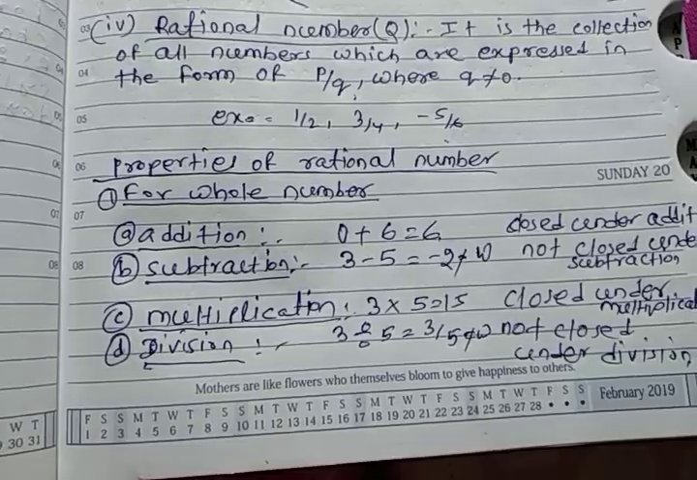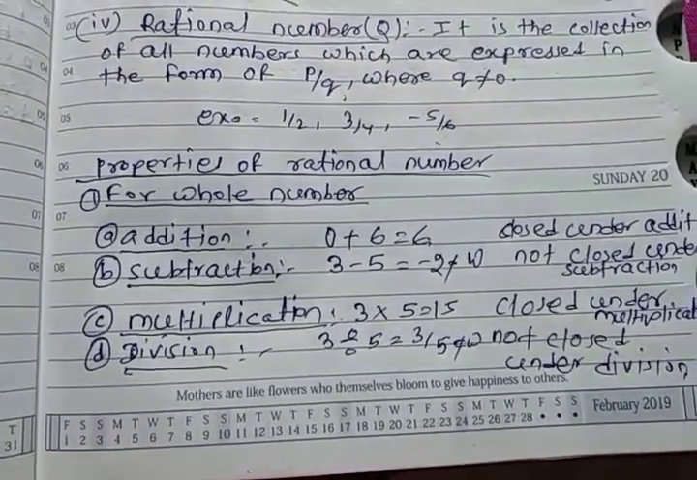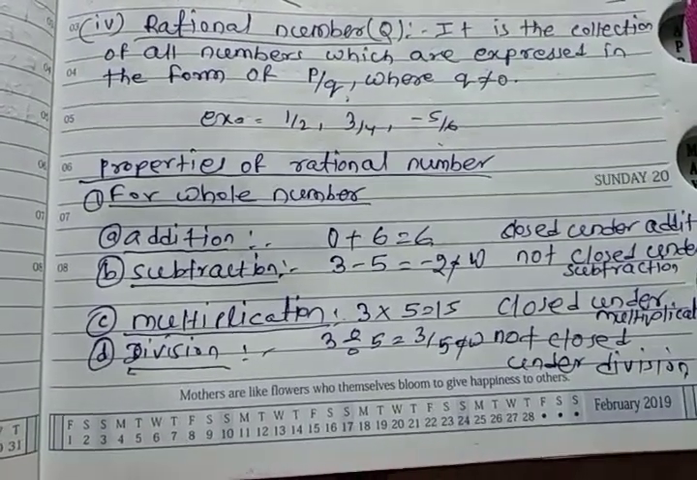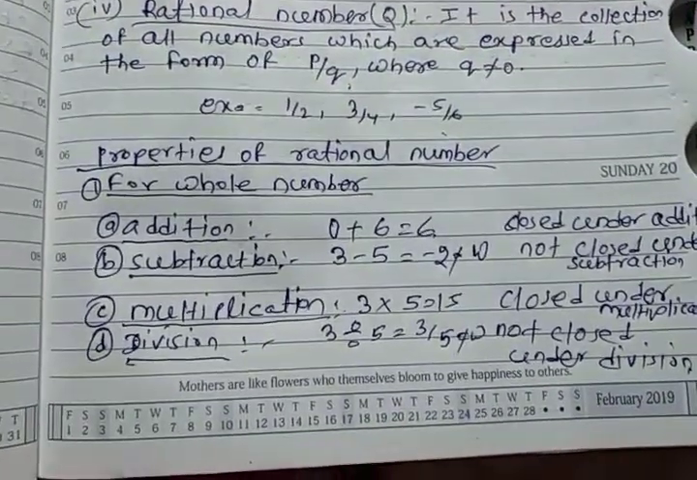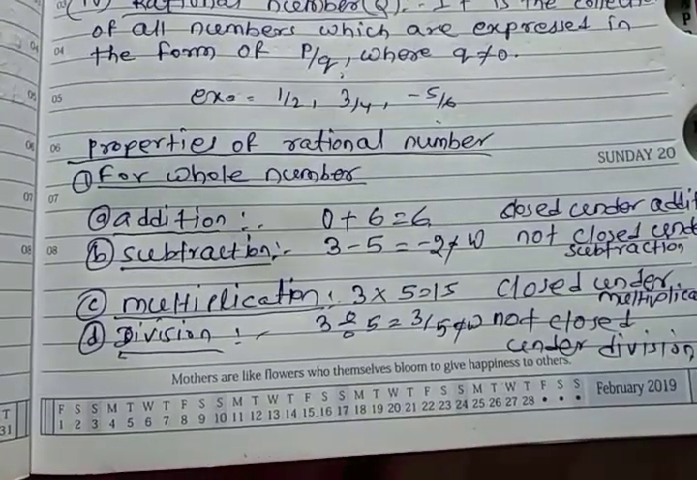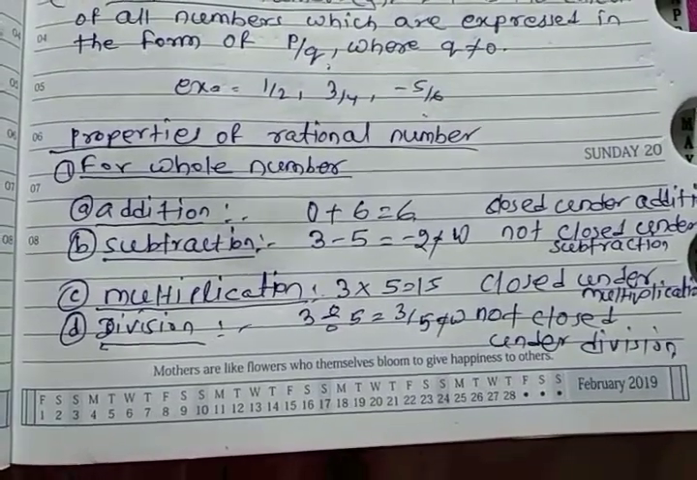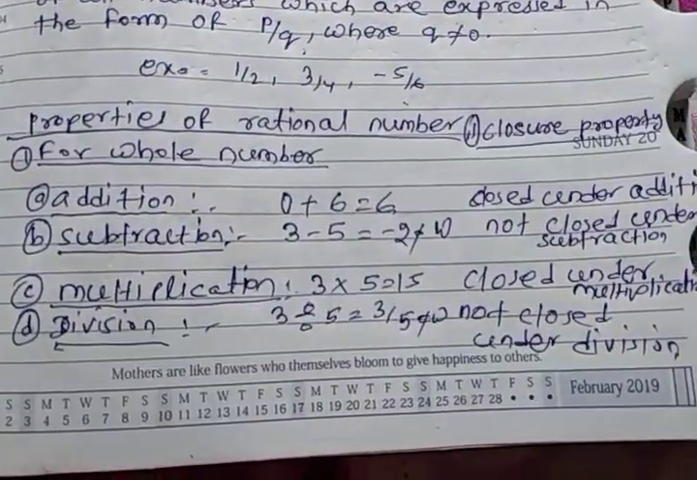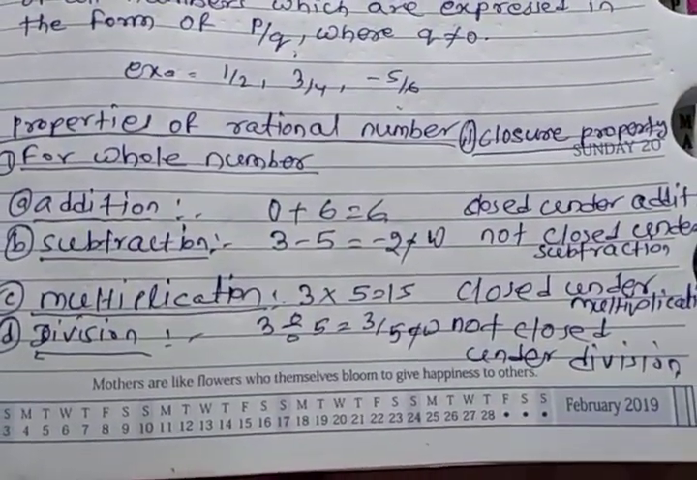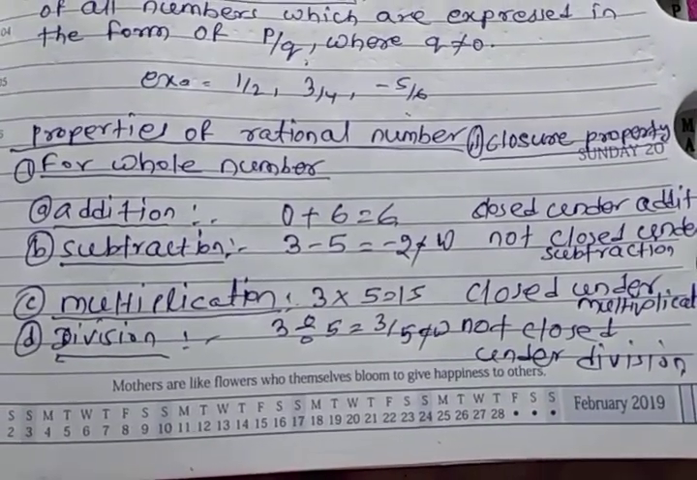Okay. Then properties of rational numbers. Before going to the properties of rational numbers, first we have to understand the properties for whole numbers, then integers. Then it is easy to understand rational numbers. First property is the closure property. So what is the closure property for whole numbers?